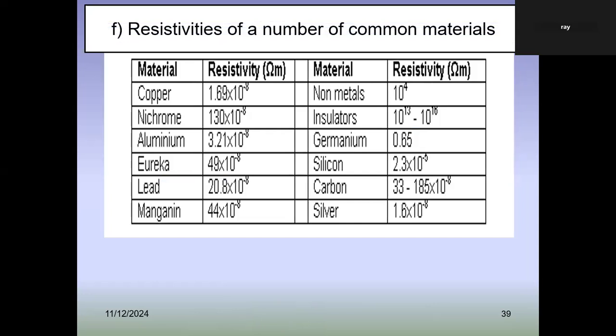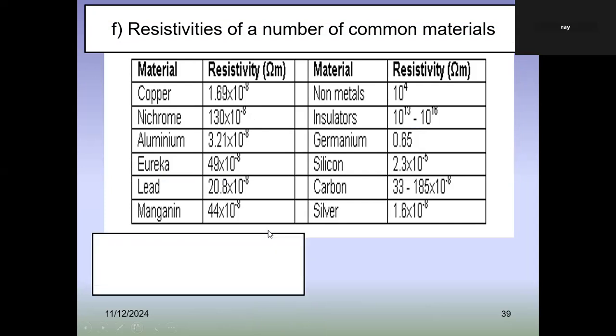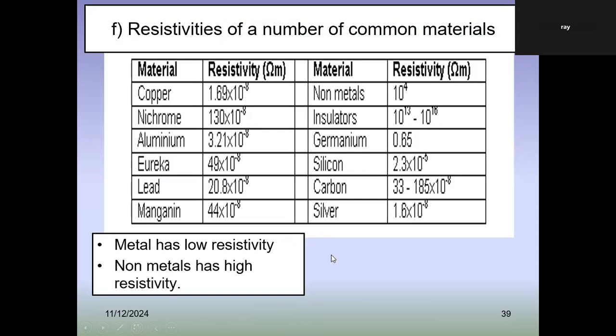Just know that resistivity is quite low for conductor. Metal has low resistivity. Non-metal has high resistivity. Then the insulator is quite high.